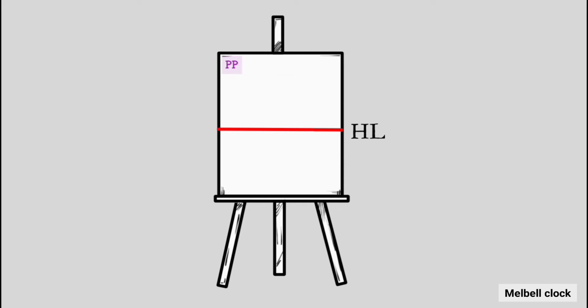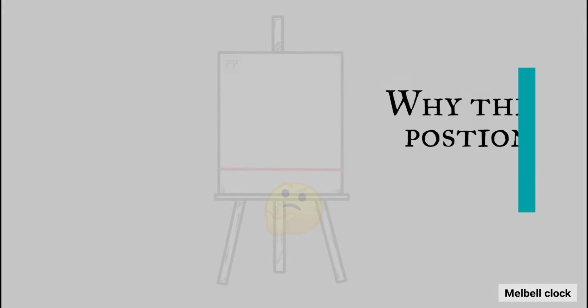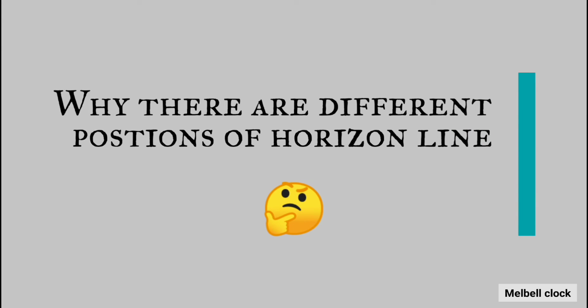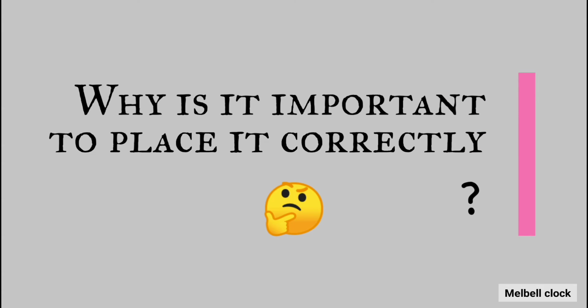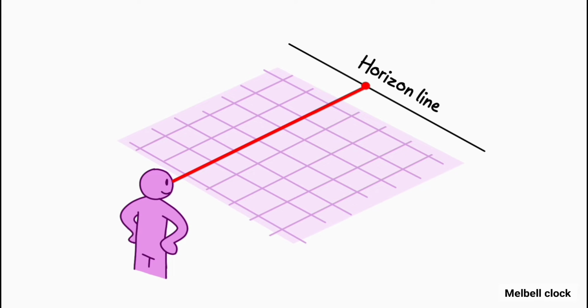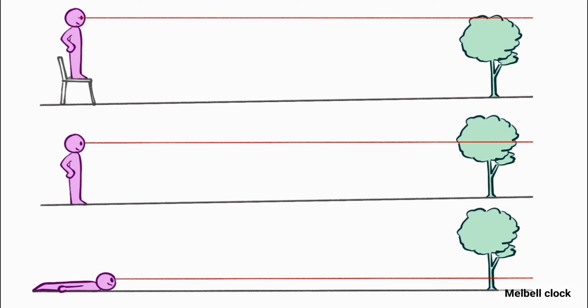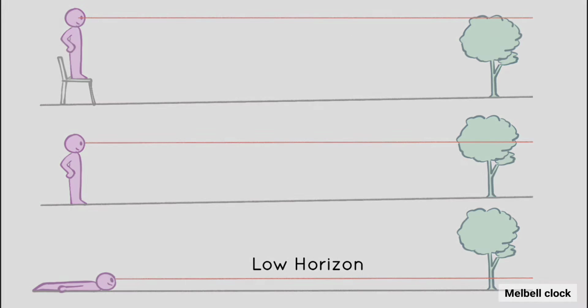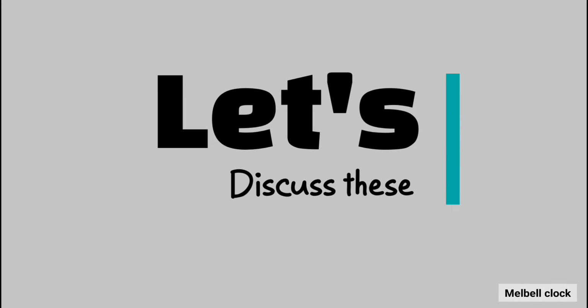You could place it in the middle of the picture plane, it could be high, or it could be low on the picture plane. Why are there different positions of the horizon line? Why is it important to place it correctly? As I said earlier, the horizon line is always at the eye level of the viewer. However, viewers can have different heights, so it is divided into mid horizon, high horizon and low horizon. Let's discuss these one by one.